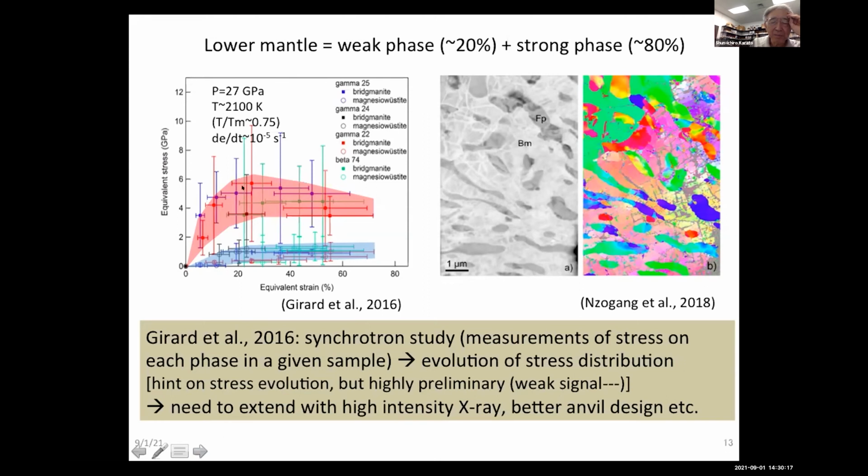Yeah, this is a remarkable result, but it is very preliminary. The error bar is very large because the X-ray was so weak in this particular case. So we really have to extend this to much larger strain and much higher resolution. The error bar is really too large.